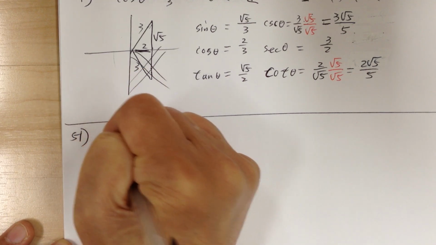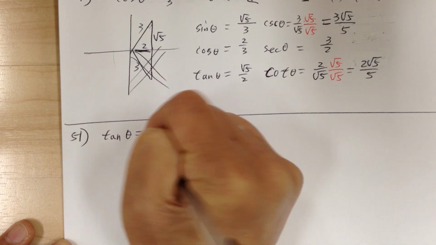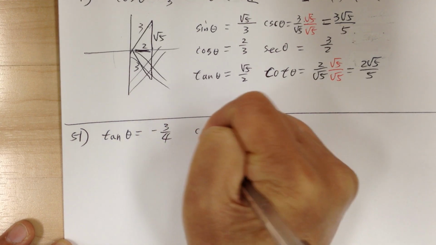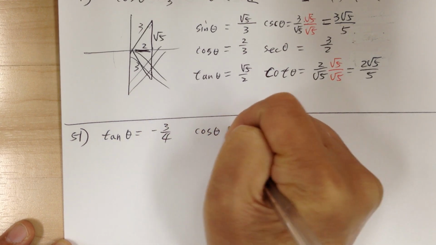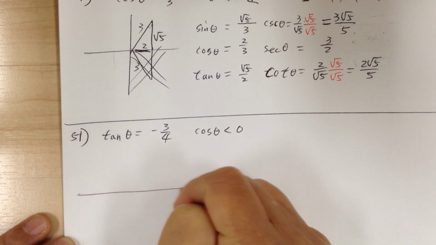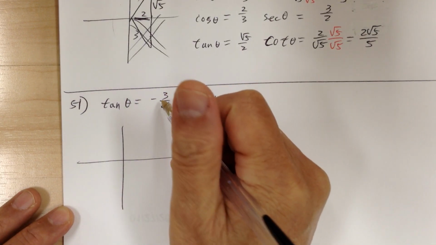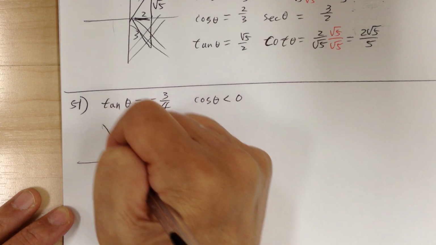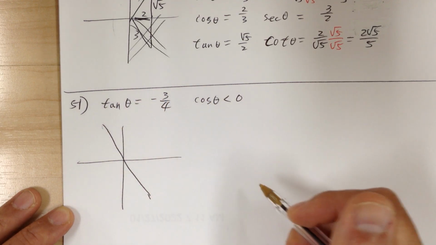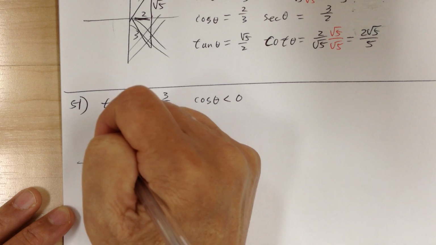Okay, you have tangent theta equal to negative 3 over 4. Cosine theta is less than 0. Okay. So tangent is slope. So slope is negative. Okay. So it's going to be something like this. Okay. So again, that's your 2 triangles.